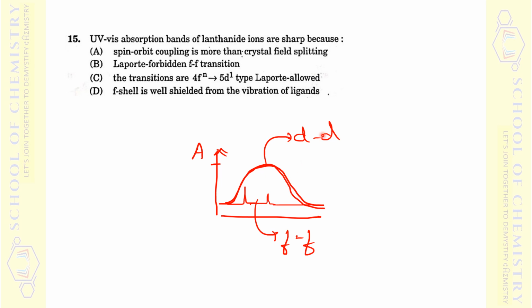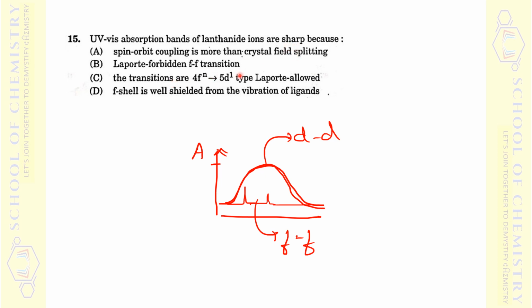Why I am stressing this is because they have given some reasons here. All these statements they have made are correct. But the question is whether that statement is the correct explanation of these sharp peaks or not. So you cannot just go with any statement thinking that the statement is correct. For example, spin orbit coupling is more than crystal field. Yes, usually it happens. As I mentioned while discussing the earlier question, spin orbit coupling is more than crystal field splitting. That's the usual thing we observe in lanthanoid complexes. But that is not the reason why the peaks are sharp.